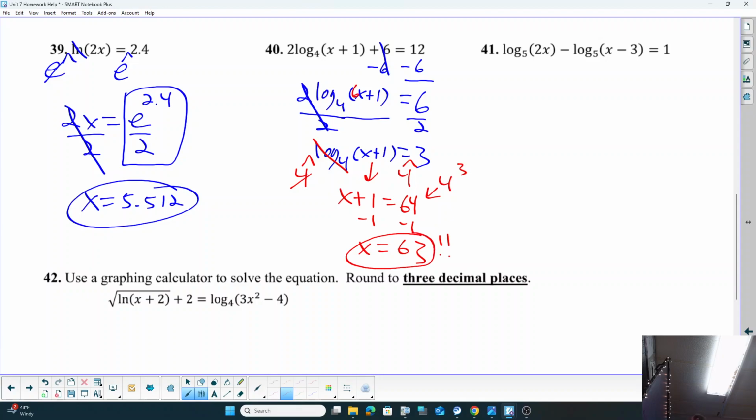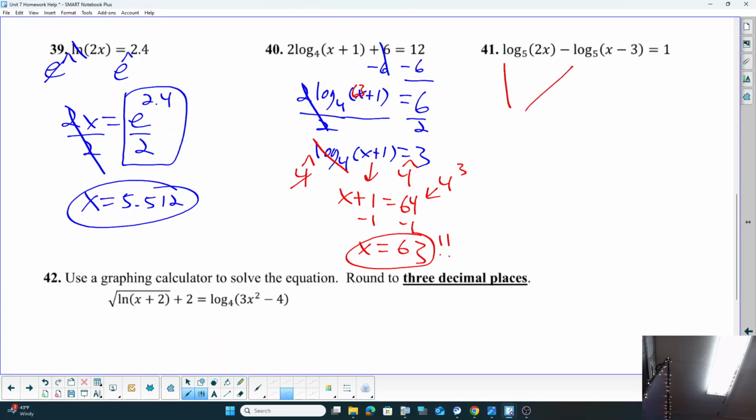If we plug it in, we get 63 plus 1 is 64. 4 to the 3rd power is 64. So 3 times 2 is 6. Yep, it works.